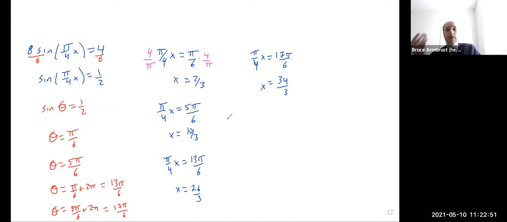But there are many more that are going to make this true. Right? I mean, all we need is that theta to be coterminal to pi over 6 or 5 pi over 6, and we can do that in an infinite number of ways. So there are an infinite number of x's, but these are the smallest, the 4 smallest positive ones.